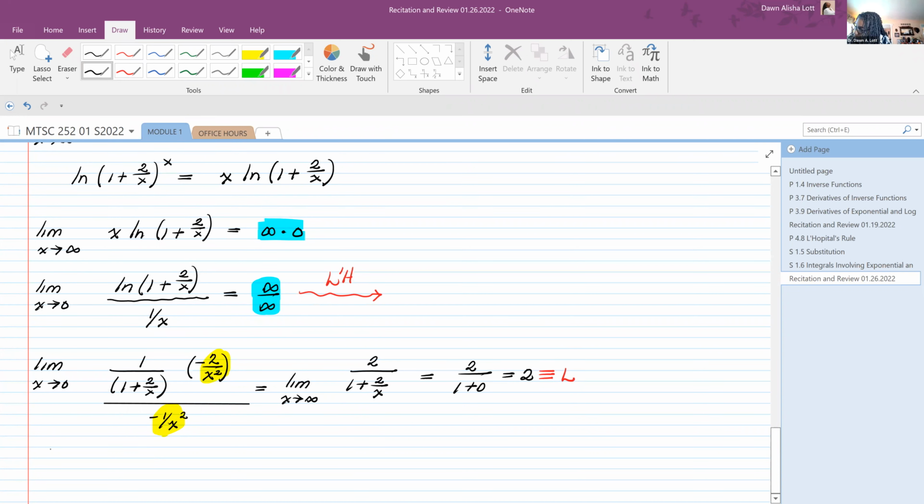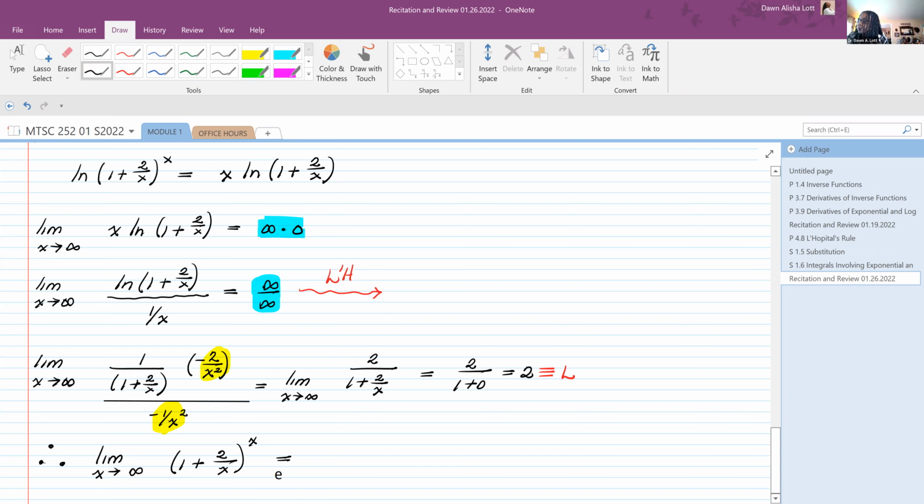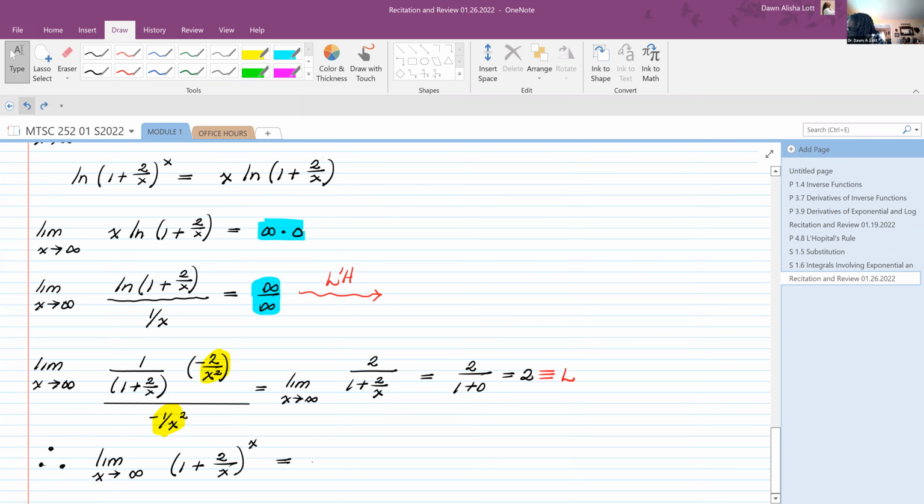So therefore, if you remember the therefore dots, the limit as x approaches infinity of the original problem, 1 plus 2 over x to the x, has to be e to the L. So this answer is e squared. And I'm done.